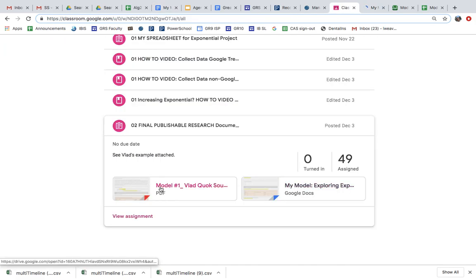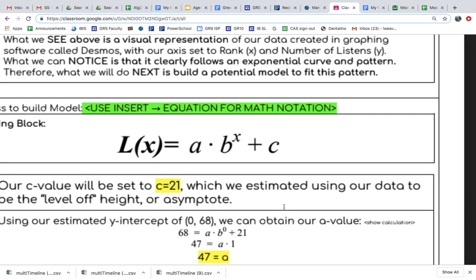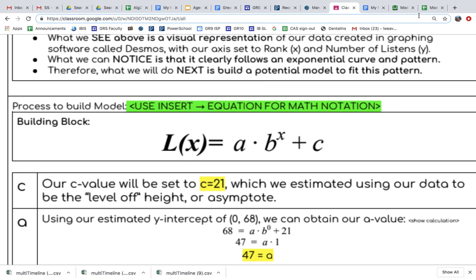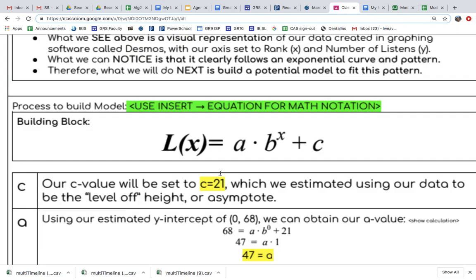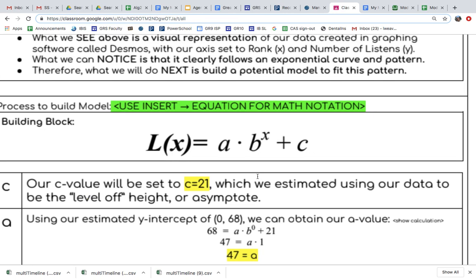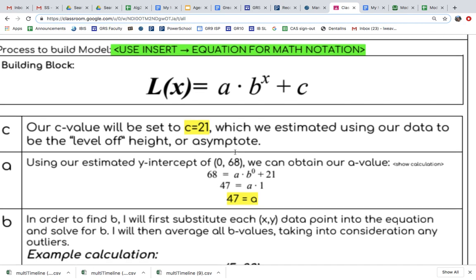And so the first thing that I did was I figured out what my robotic dog population was, what my C value was. And we see that by the flat part of our graph. So if I blur my eyes and maybe set a ruler to this and estimate where it's going to flatten out, it looks like mine is somewhere around 20 or 21. And in class, we decided to use 21, C equals 21. And that is our level off height, also known as our horizontal asymptote.